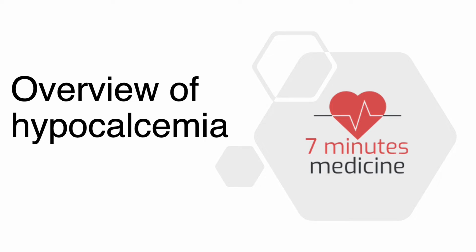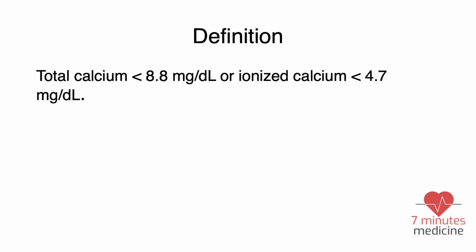We're going to talk about hypocalcemia. The definition of hypocalcemia is a calcium less than 8.8 milligram per deciliter. This is the total calcium, or the ionized calcium less than 4.7 milligram per deciliter. And you might find this a little bit different from place to place.